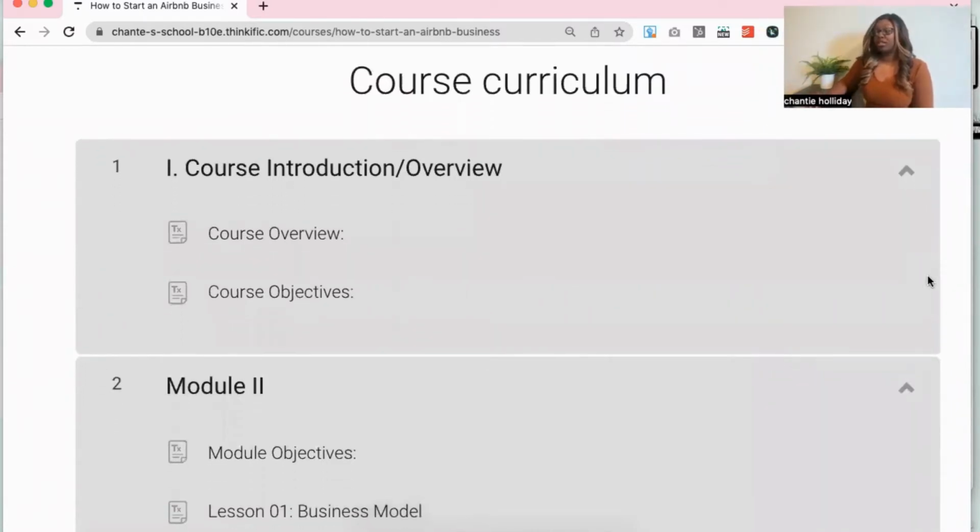The first one is going to be the course introduction and overview. That lays a sturdy foundation for your students. It welcomes them into your course and gives them an understanding of what to expect.